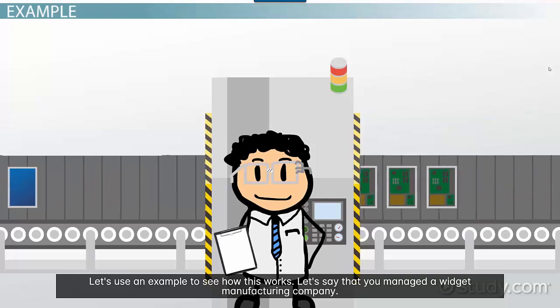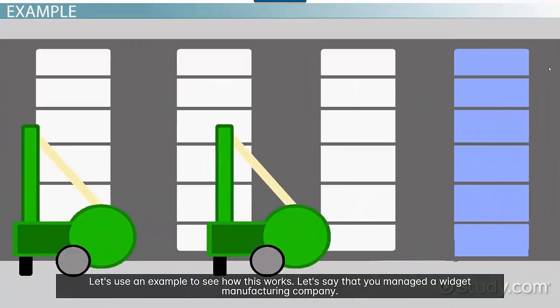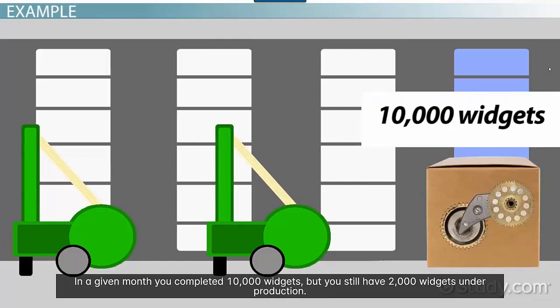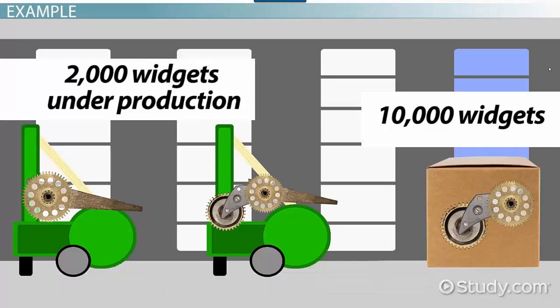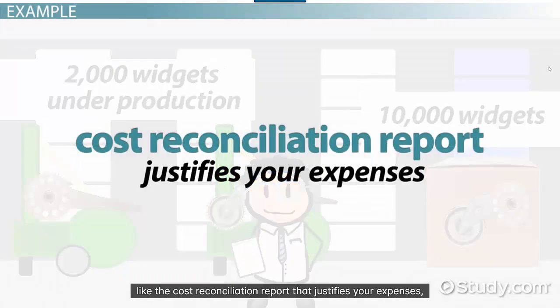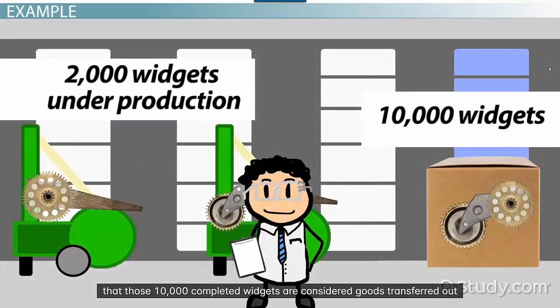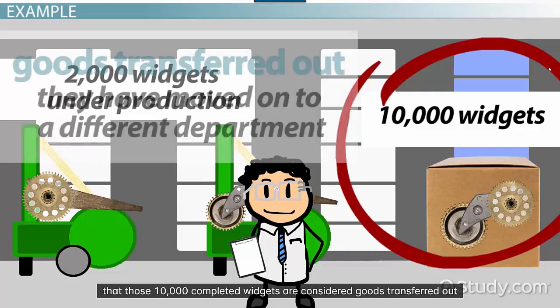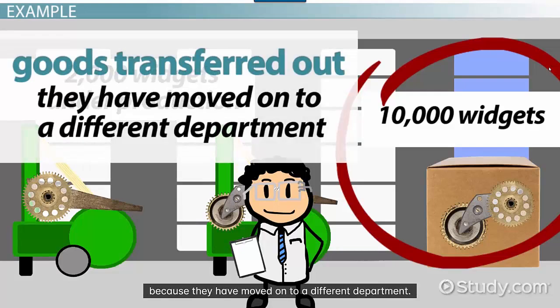Let's use an example to see how this works. Let's say that you managed a widget manufacturing company. In a given month, you completed 10,000 widgets, but you still have 2,000 widgets under production. Remember, when it comes time to fill out any paperwork, like the cost reconciliation report that justifies your expenses, those 10,000 completed widgets are considered goods transferred out because they have moved on to a different department.